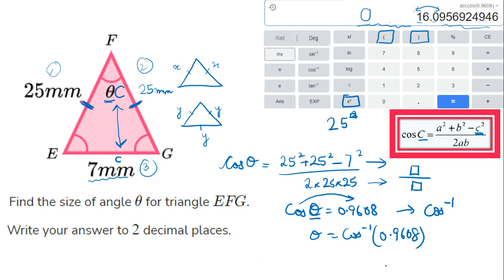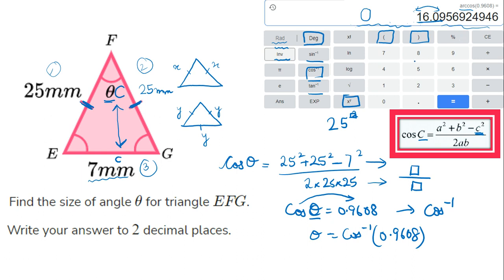And again, on your scientific calculator, always make sure it is set on degrees when you're dealing with sine, cos, and tan. Unless they ask you for radians, you don't have to give your answer in radians. It has to always be degrees. So make sure your calculator is set on degrees, and then click INV, the inverse. As soon as you click it, you'll see sine minus 1, cos minus 1, tan minus 1, and I'm going to pick cos minus 1. Once you write that down, you get arc cos 0.9608, which basically gives you 16.09 and so on.